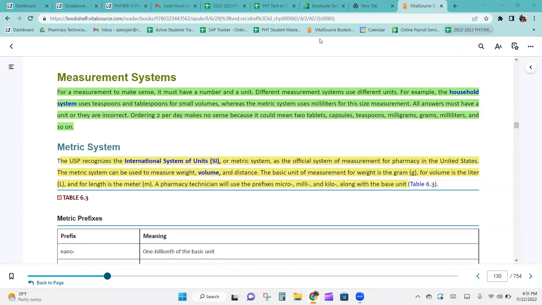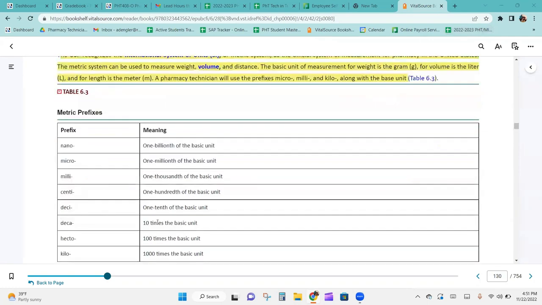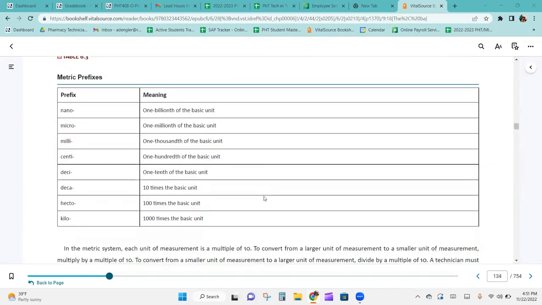The USP recognizes the International System of Units or metric system as the official system of measurement for pharmacy in the United States. The metric system can be used to measure weight, volume, and distance. The basic unit of measurement for weight is the gram. For volume, it is liters, and for length, it is meters. A pharmacy technician will use the prefixes micro, milli, and kilo along with the base unit. So here in table 6.3, we have the metric prefixes and their meanings.